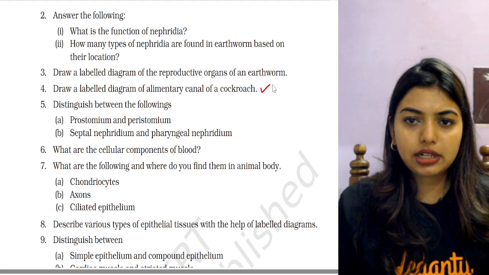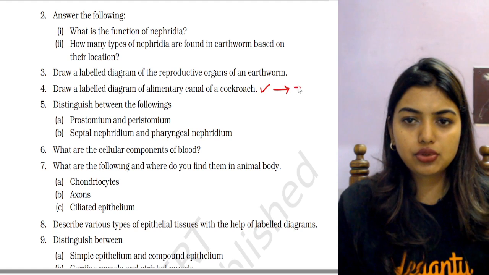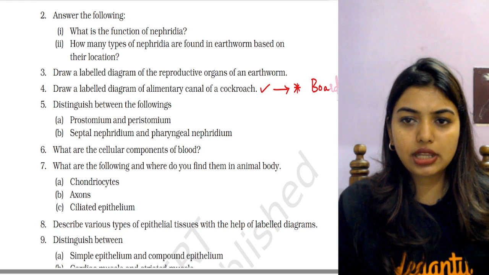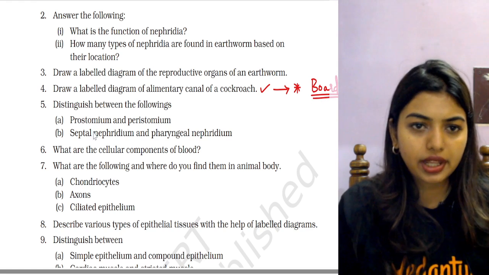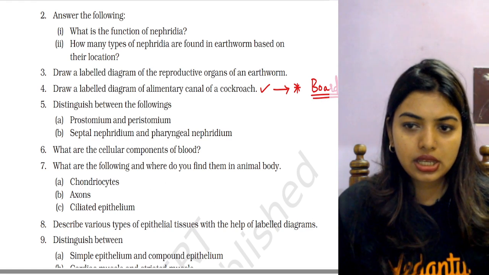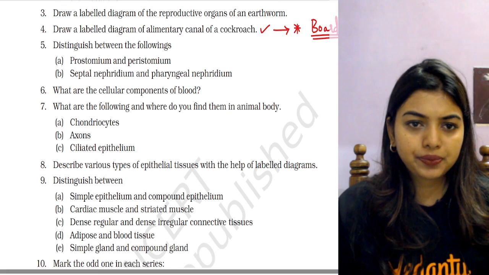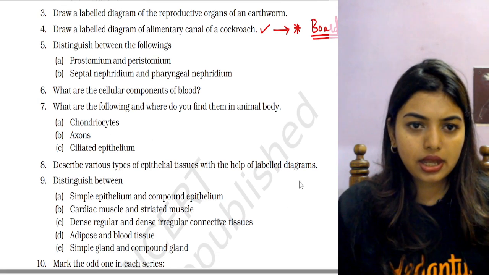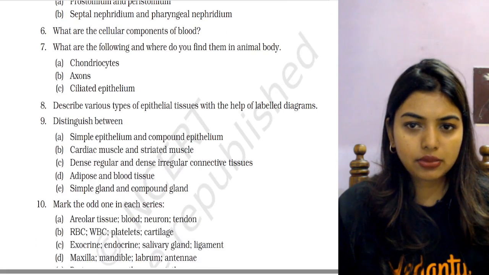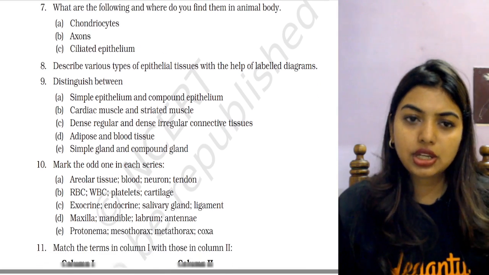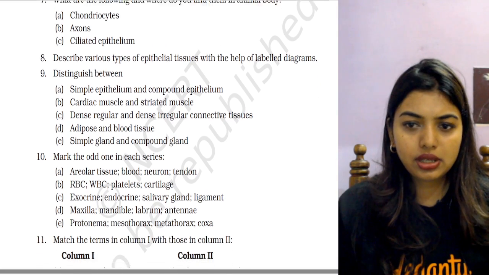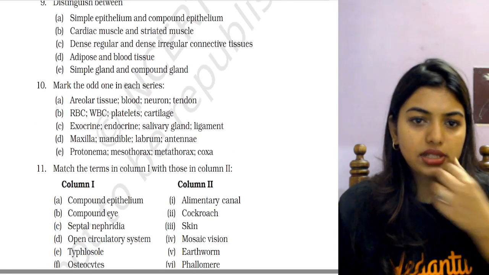Draw a neat labelled diagram of the alimentary canal. I drew it for you, so it is important from the board point of view. But now this is not there in the new NCERT you're following. Before we had to study this. Then they are asking about blood, animals, axon, ciliate, epithelium, not there for you. Epithelial tissue I taught you people. Gland, here mark the odd ones.